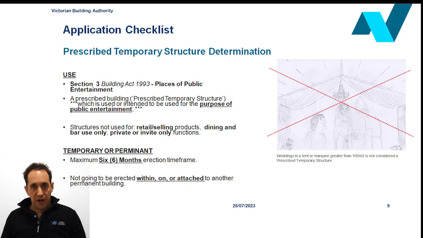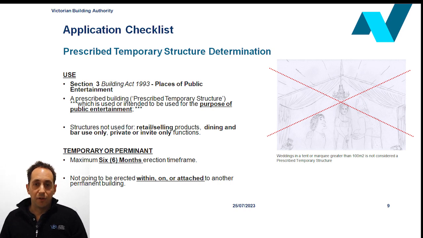Another key part of the determination for a prescribed temporary structure is related to the use of a structure. Structures that are used solely for selling products or retail use, dining or bar use only, or private use only, are not considered to be prescribed temporary structures. We commonly get inquiries in relation to tents or marquees for private wedding receptions or produce selling only. Even if they're over the prescribed size under Regulation 207, as described in the earlier slide, the use of the structure is not for the purpose of public entertainment and therefore does not require a permit from the VBA.